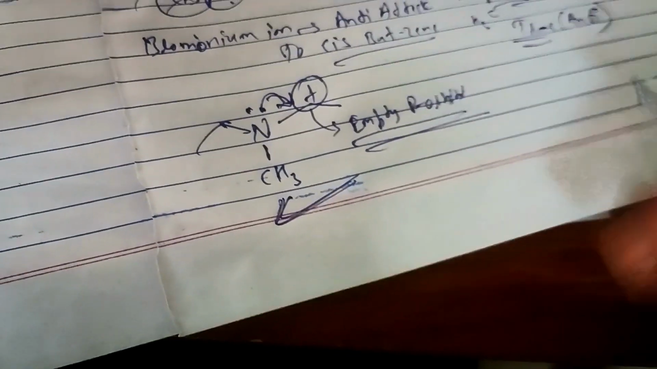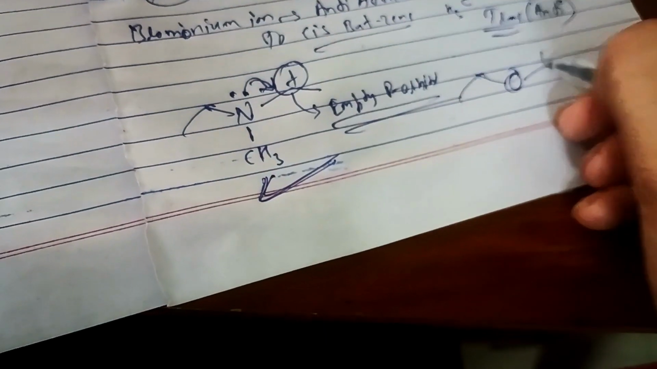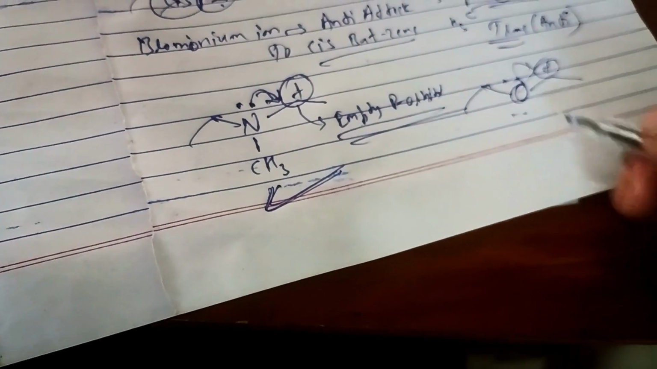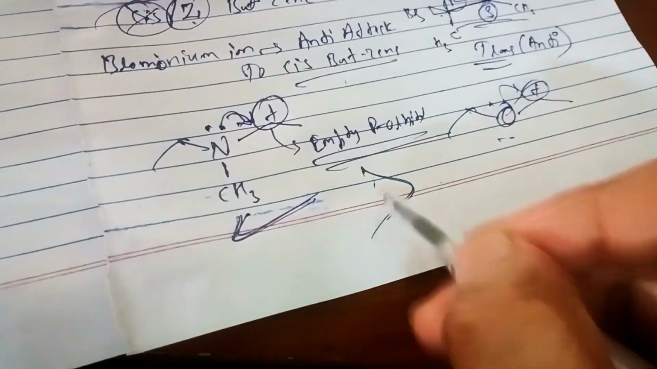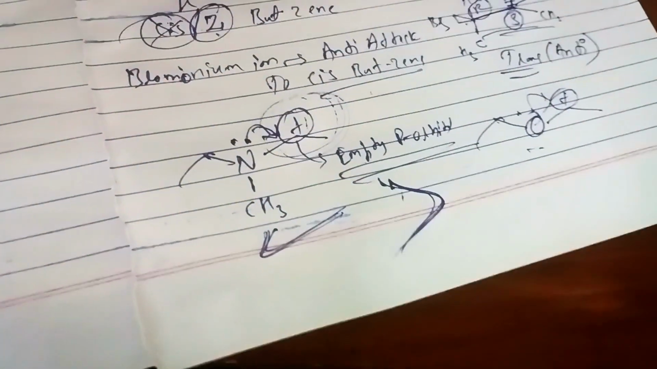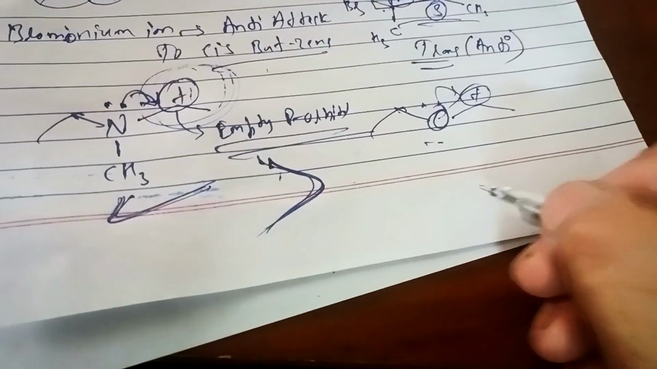Why not oxygen? Since oxygen is the most electronegative group, it will not easily donate its electrons like nitrogen. So comparatively, nitrogen is greater for the stabilization of this carbocation. And there is another case, which will be like this.